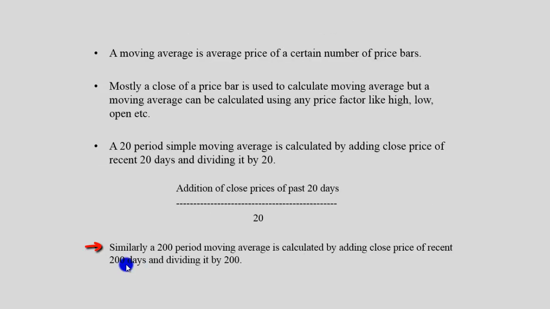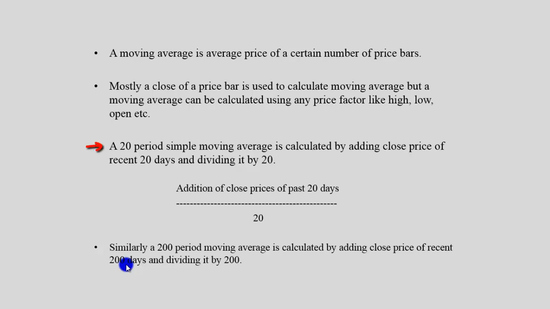I'll give you a brief introduction of what a moving average is, just in case you're not aware of it, and walk you through how it is calculated. Although we will not go into much depth on calculations, it's still better to have a rough idea. A moving average is the average price of a certain number of price bars. Mostly the close of a price bar is used to calculate a moving average, but it can be calculated using any price factor like high, low, close, etc.